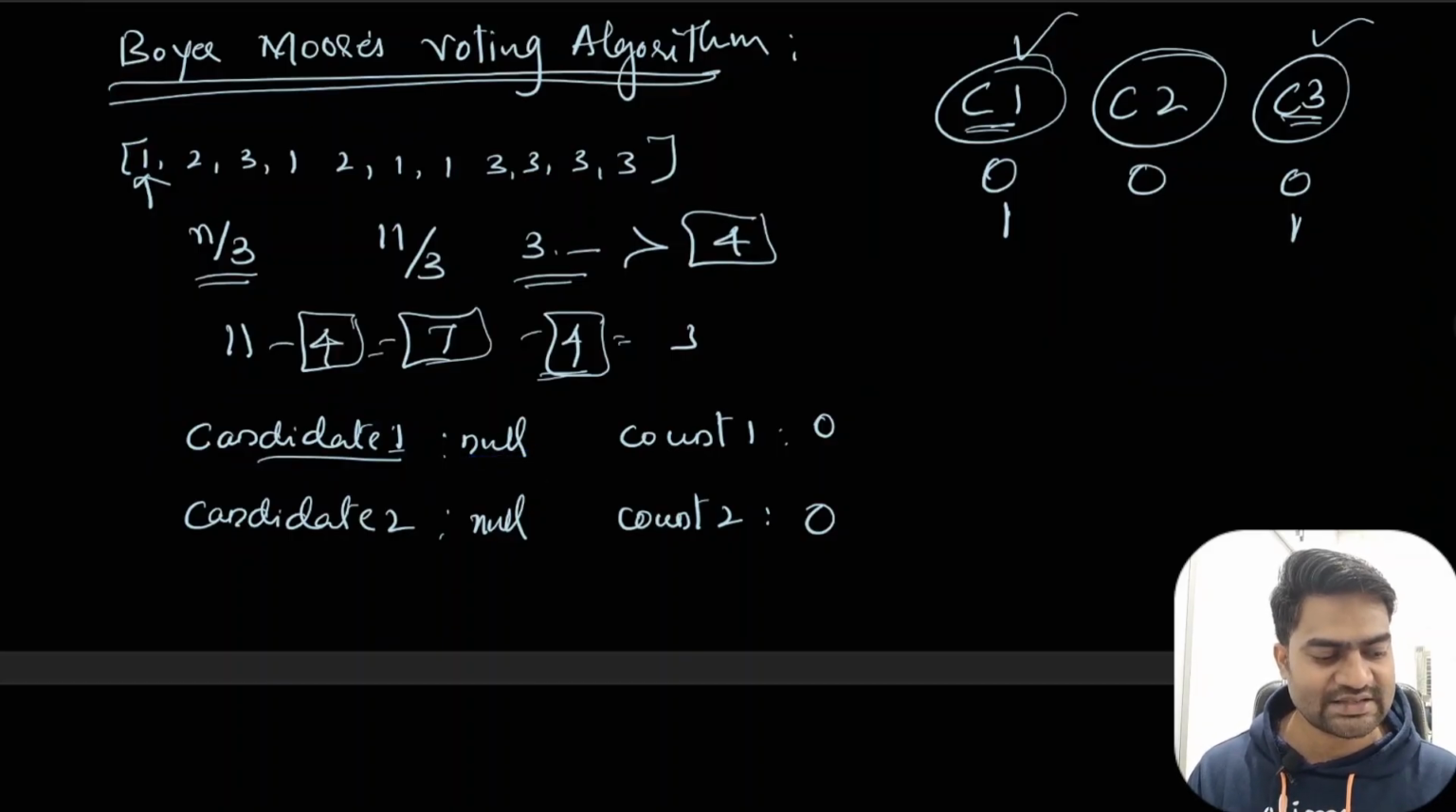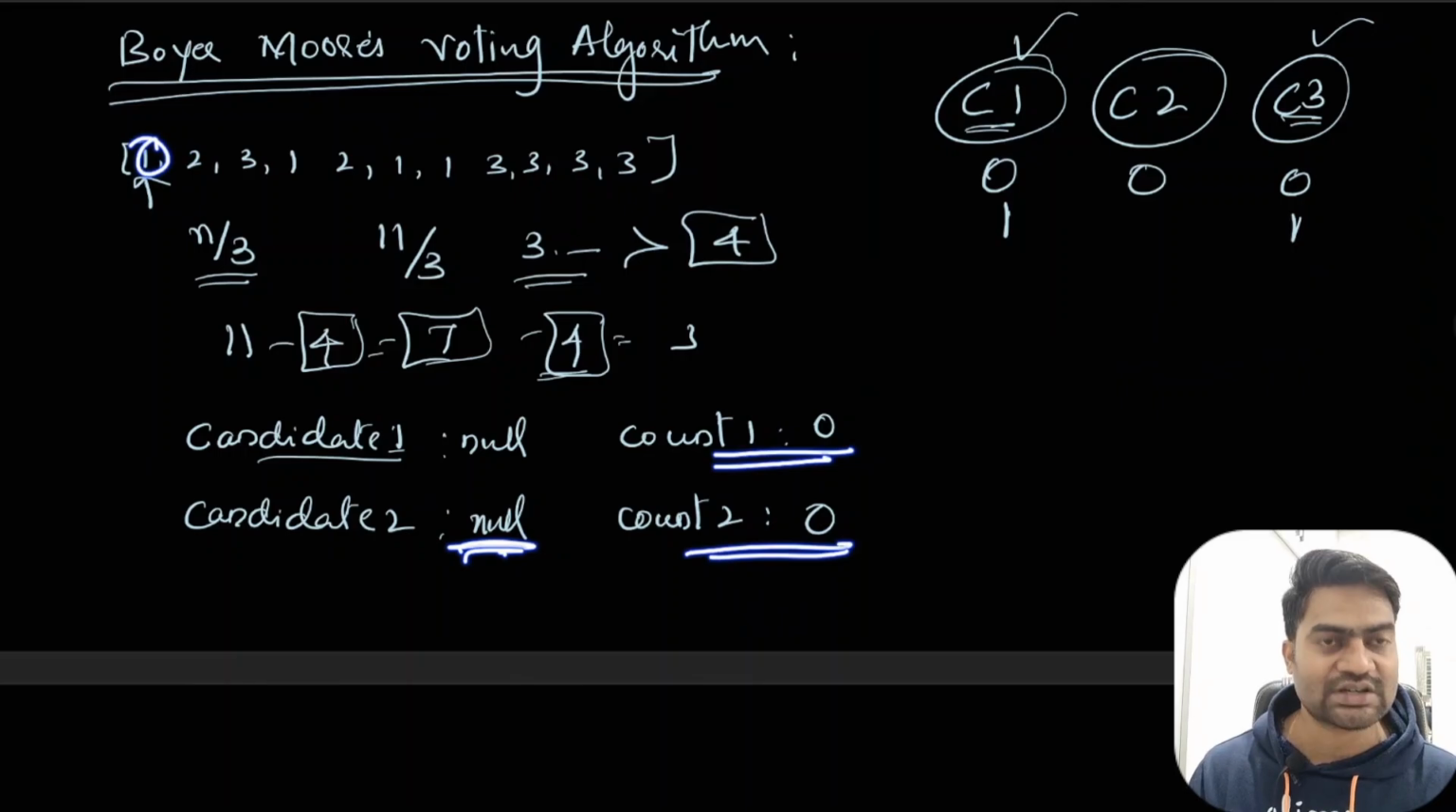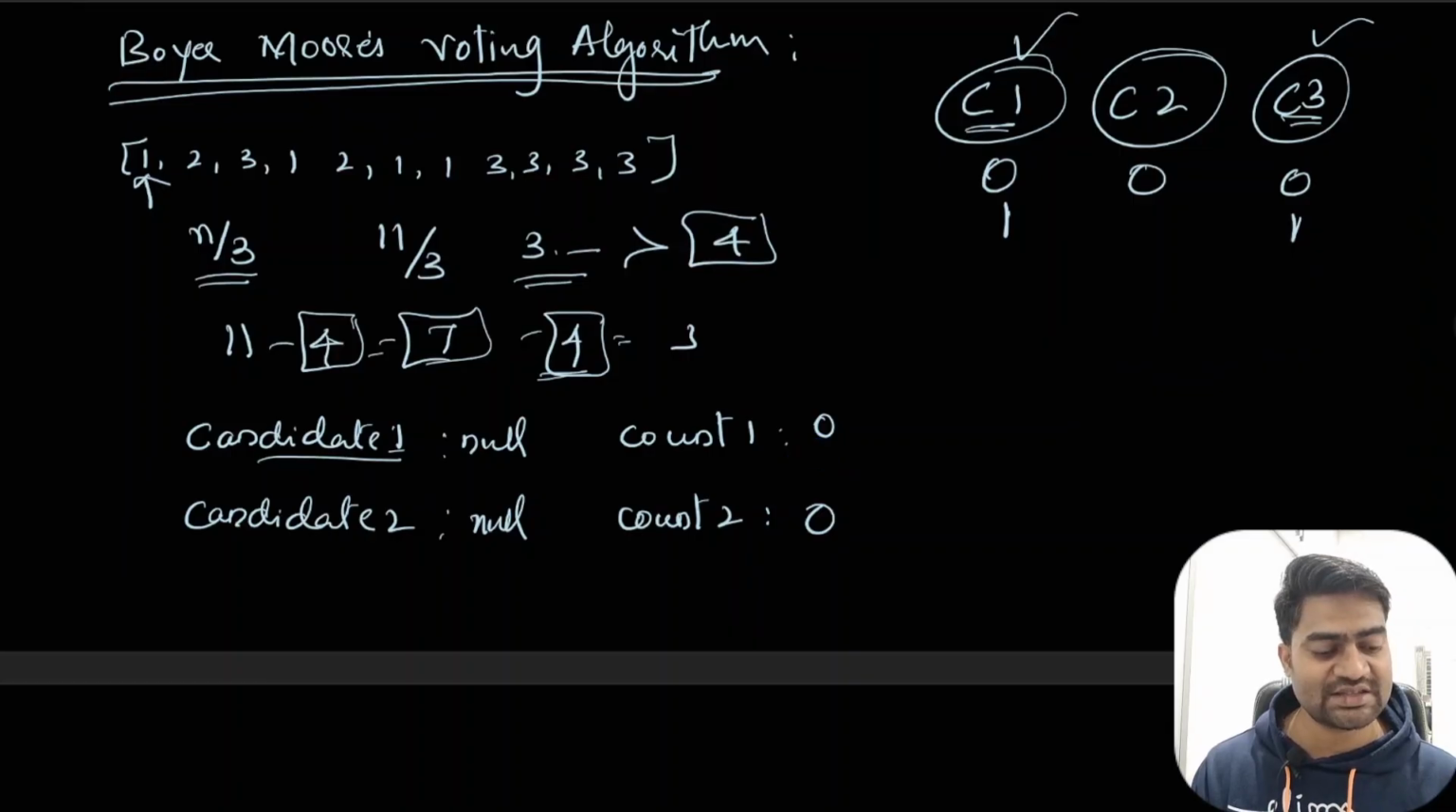If that is the case, then you check whether the next candidate is this particular value. That is also not, right? Now you check the first count. Basically first we need to check the first count. If you check the first count, it is 0. So it means the probable candidate 1 would be this one. So now I will assign this particular value to candidate 1. He might be the winner, but we don't know at this point of time.